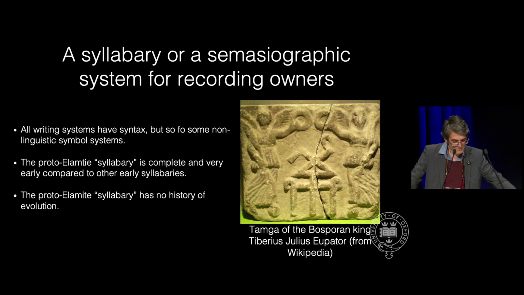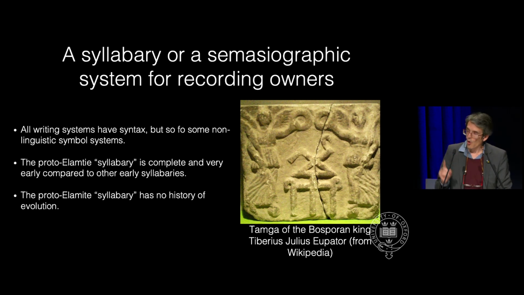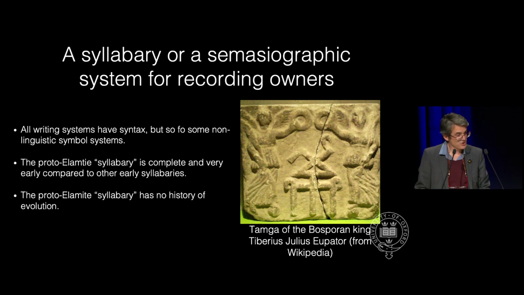We can add to that the number of signs in this subset of the sign inventory, and the repetition patterns these signs exhibit may agree with some syllabaries in later corpora. However, the number of signs and the repetition patterns that made me and others believe that this subset of the signs represented a syllabary could be compared easily to non-linguistic symbol systems such as Central Asian tamgas or Pictish symbols. All writing systems have syntax, but so do some non-linguistic symbol systems. In fact, there are several good arguments against the evidence of a syllabary in Proto-Elamite.